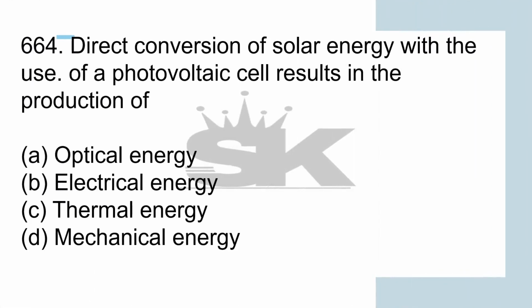Direct conversion of solar energy with the use of a photovoltaic cell results in the production of electrical energy. A solar cell or a photovoltaic cell is an electrical device that converts the energy of light directly into electricity by the photovoltaic effect, which is a physical and chemical phenomenon.